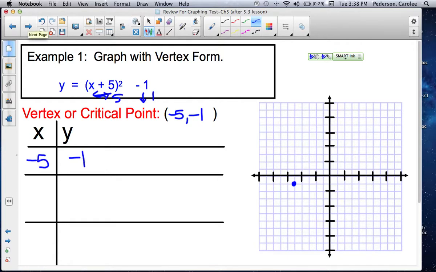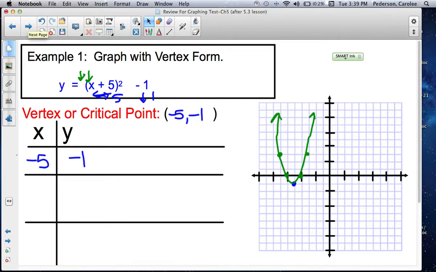So there is my point, negative 5, negative 1. Now I can just remember the shape of the parent function. There's no multipliers in front of the function or inside of that function in front of the x. So if you remember your points, right 1, up 1, left 1, up 1, and then when we go right 2, we're going to go up 4 from the vertex. And then the same direction. And there is our graph.